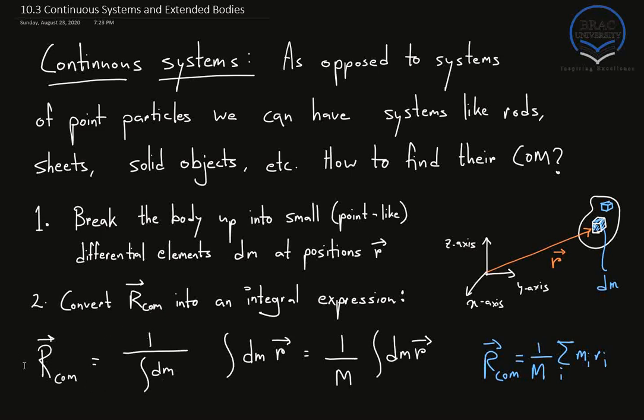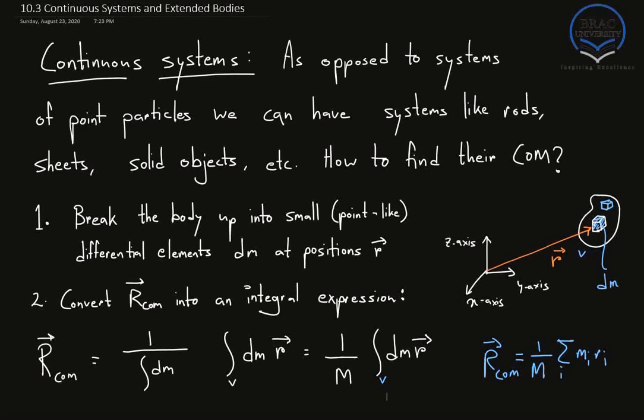So look at how this formula translates. We have RCOM equal to 1 by the integral of dm, and the integral of dm just gives you the total mass, times the integral of r dm, and the integral is over the whole volume V. So now that we have a formula, we can see if we can apply it to a simple system.